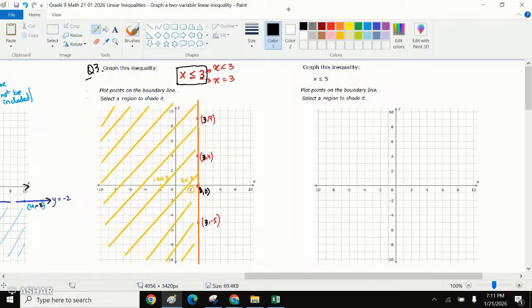Question number 4, graph the inequality and the inequality states that x is less than equals to 5. Okay, if this says x is less than, I just make this less than. Let's remove the equal sign. Okay, let's keep it as less than. That means this needs to be a dotted line because it doesn't have an equal anymore next to it.